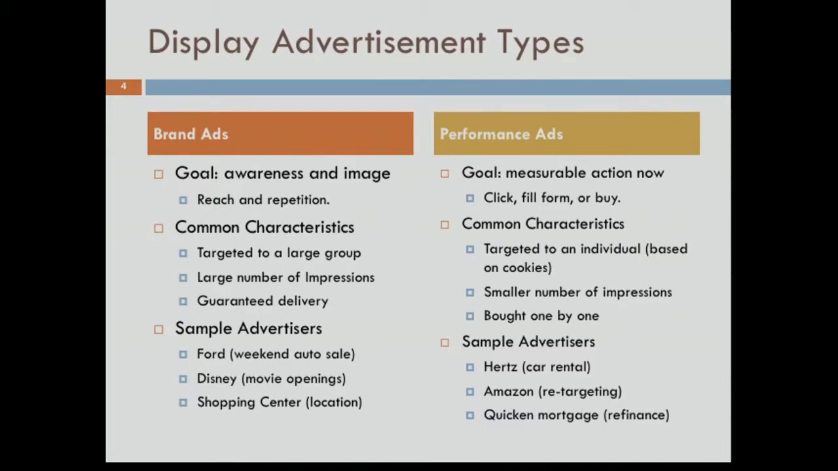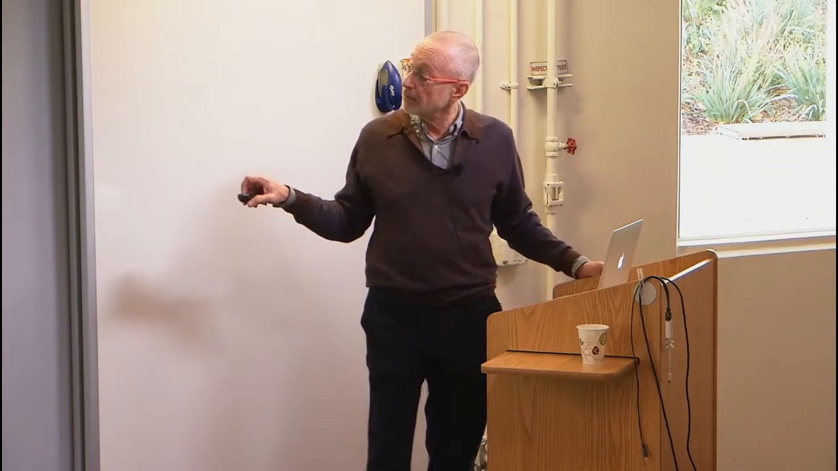They tend to be targeted and bought one by one these days at auction. So Hertz for car rentals, Amazon retargeting people who have left something in the store, Quicken Mortgage maybe targeting people who have recently searched about mortgage refinance and read an article about it or visited a site about it. They'll be targeting very distinct, relatively small classes of individuals. So these are caricatures. Real ads are not all squarely in one of these two categories, but this represents a real distinction that's present on the web.